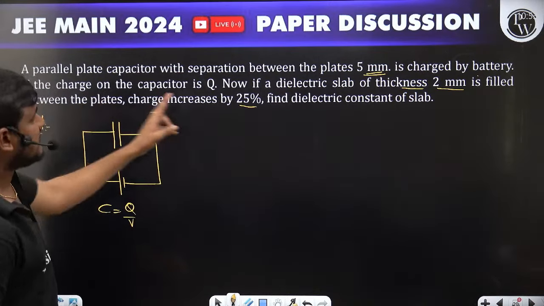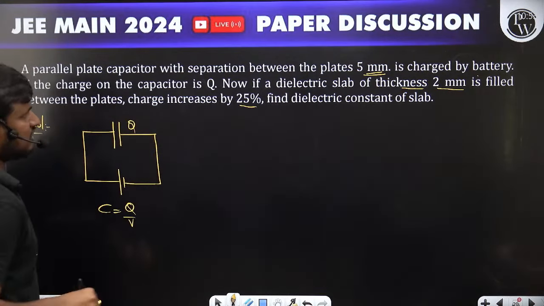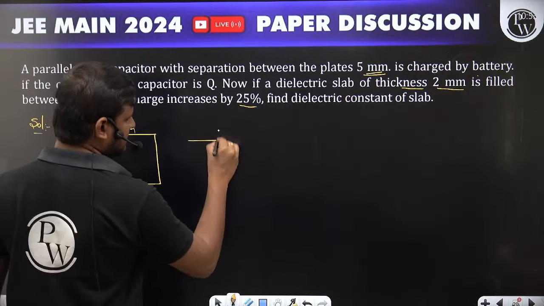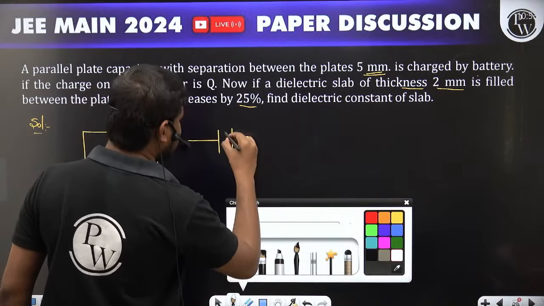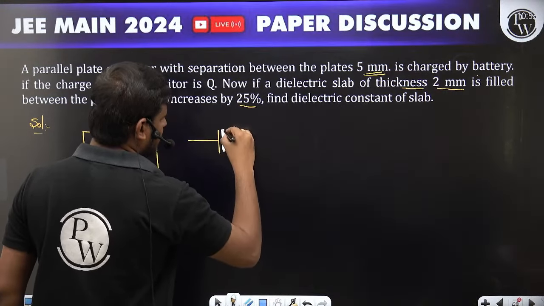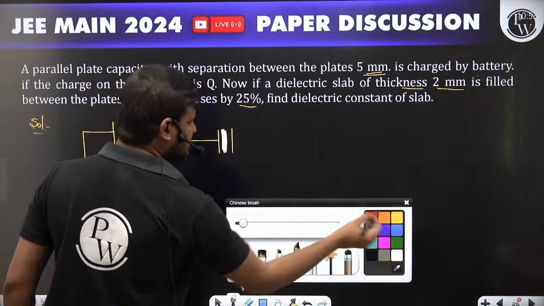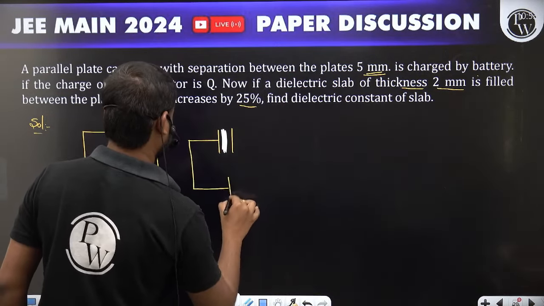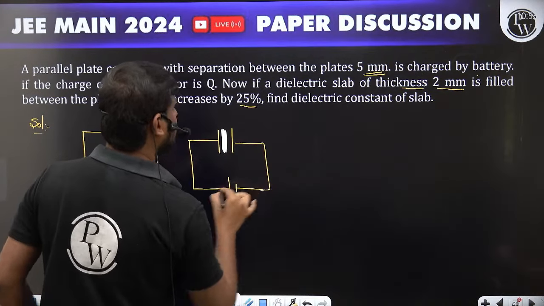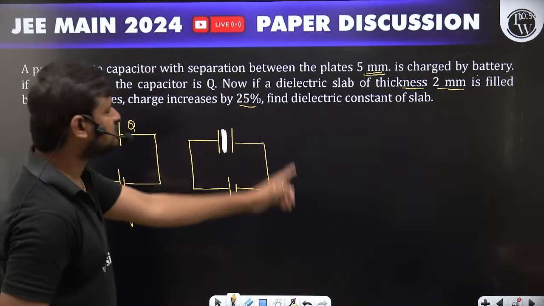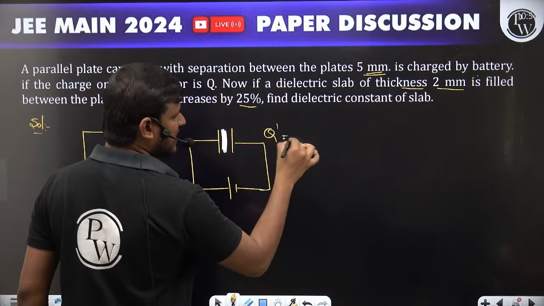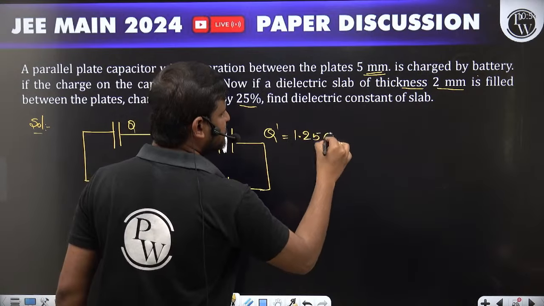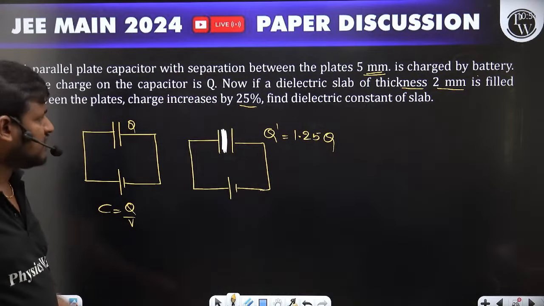Now, the second case, let the charge be Q for the first one. If a dielectric slab of thickness 2 mm is placed between the plates, the same battery is connected and it is charged. Now the charge increases by 25%, which means Q dash is equal to 1.25 times the previous one.